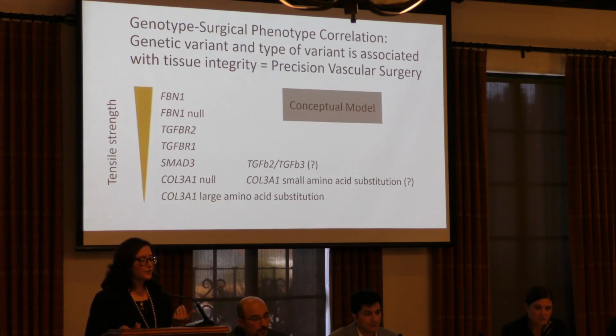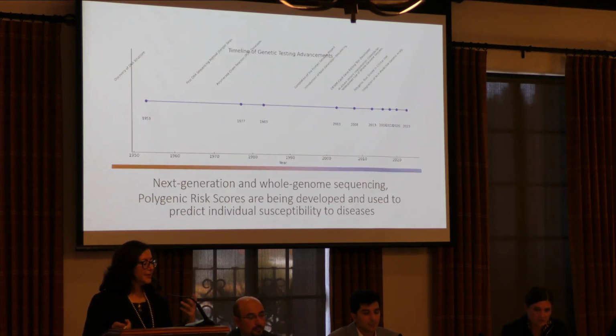But this is my conceptual model. When I talk to patients, I say, this is my conceptual model, and I'm looking for smart people who are working in AI to see if we can prove this principle, to say, is the gene correlative to the tissue tensile strength, with FBN1 being the best in this group of genes and large amino acid substitutions in COL3A1 being the worst? Okay, so where are we now?